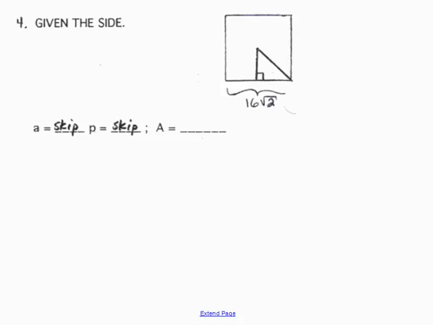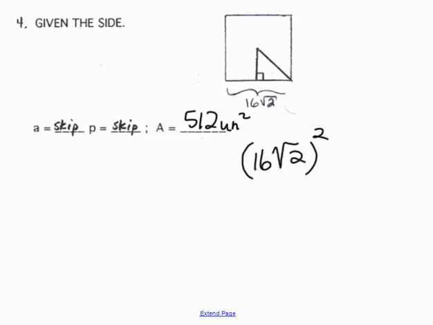Well, if they give us a whole side, well, that's easy enough, isn't it? 16 radical 2 squared. Square the whole thing. I know this one is done for you, and we end up with 512 units squared.